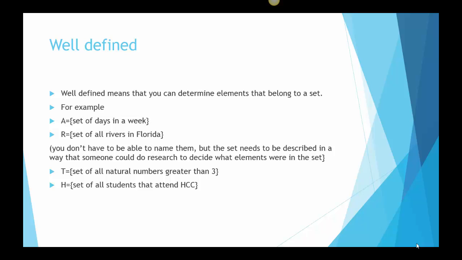Say that T is the set of all natural numbers greater than 3. That's well defined. We could decide if something's bigger than 3 or not, and we can decide if something's a natural number or not, even if right now you don't know what a natural number is. We're going to get there, but we could determine it. We could also say H is the set of all students that attend HCC. No one knows that set, right? Could we look it up? Yes, we can see if someone's enrolled at HCC or not, but this is 40,000 some students. There's no running list that anybody knows in their head, but you can always make that determination and look it up.